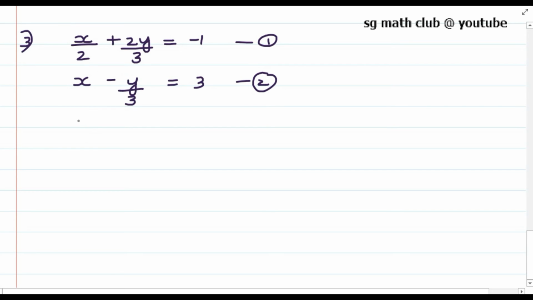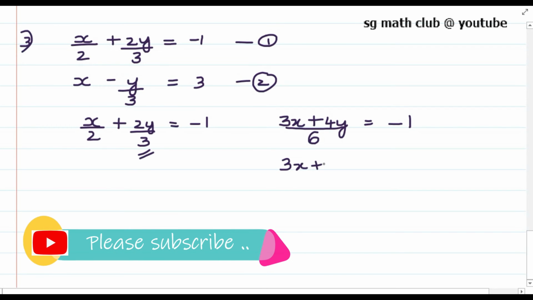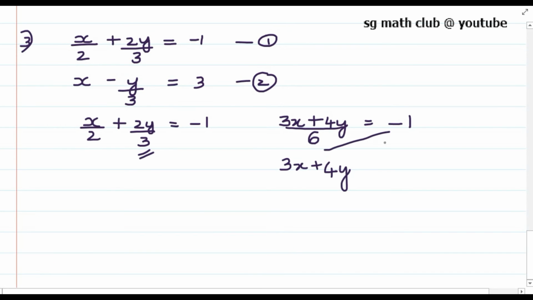So here, I am going to take the first equation, x by 2 plus 2y by 3 equal to minus 1. What is the LCM of 2 and 3? LCM of 2 and 3 is 6. So what should you multiply with 2 to get 6? 3. The same number you should multiply in the numerator also. 3x plus, same way, what should you multiply with 3 to get 6? 2. 2 2s are 4y equal to minus 1. So I have 3x plus 4y, cross multiply this, equal to minus 6.